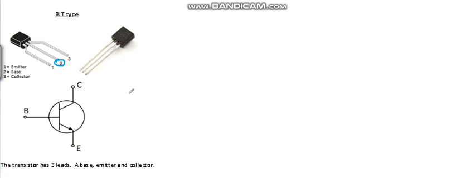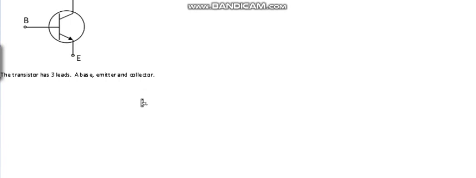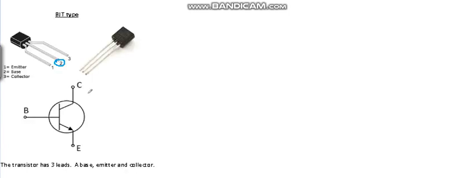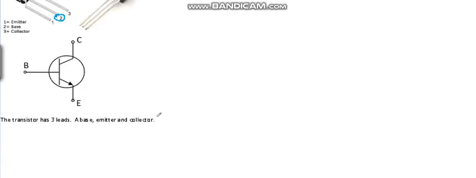This is a pictorial that looks very similar to the type that you have in your kit, and this is a schematic diagram of your transistor. Again, it has a base, an emitter, and a collector.